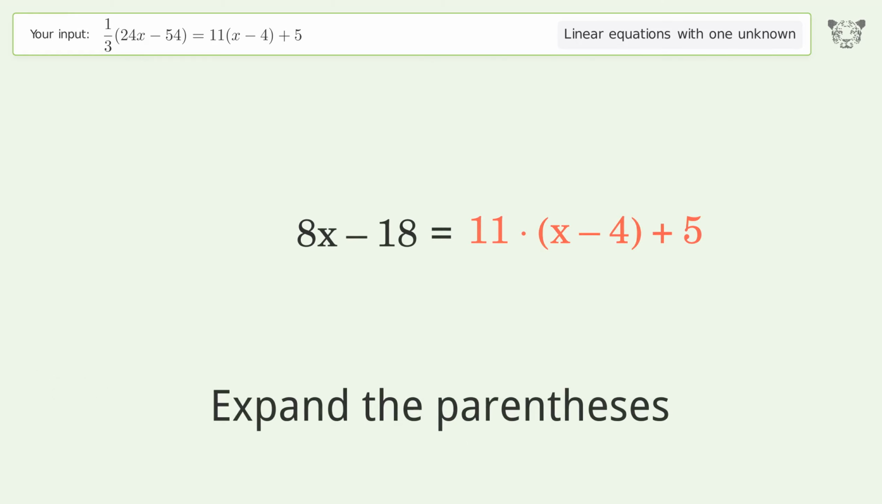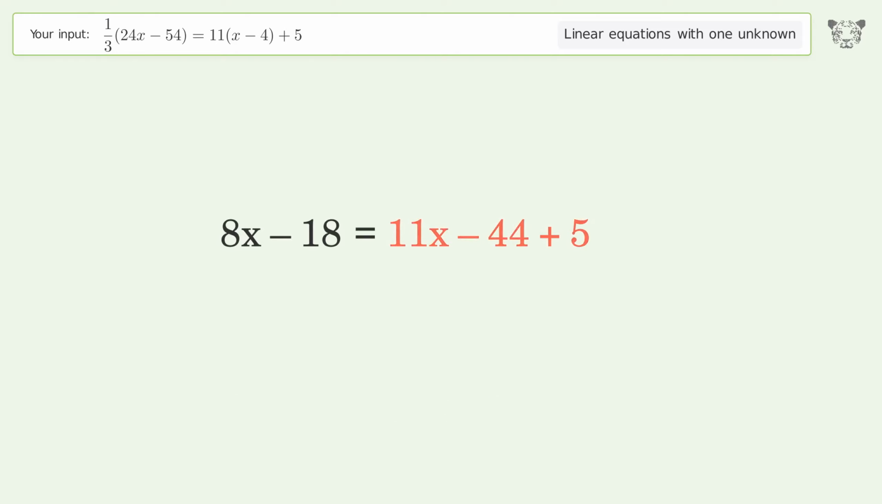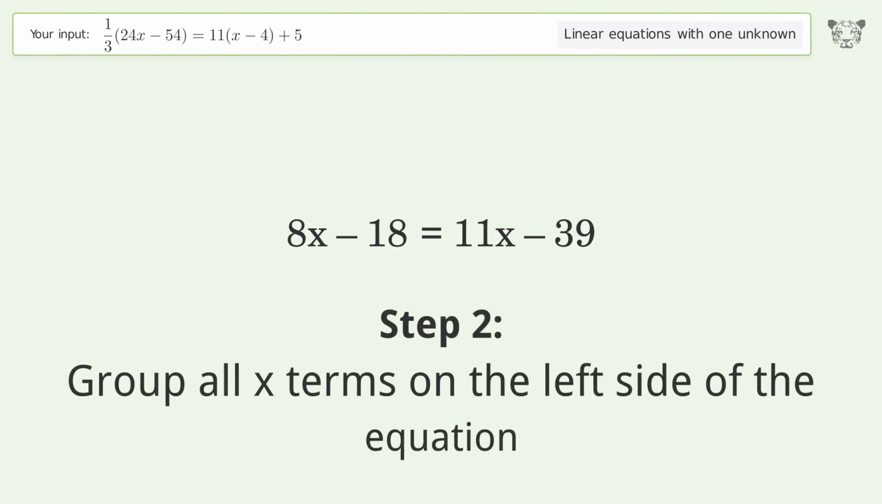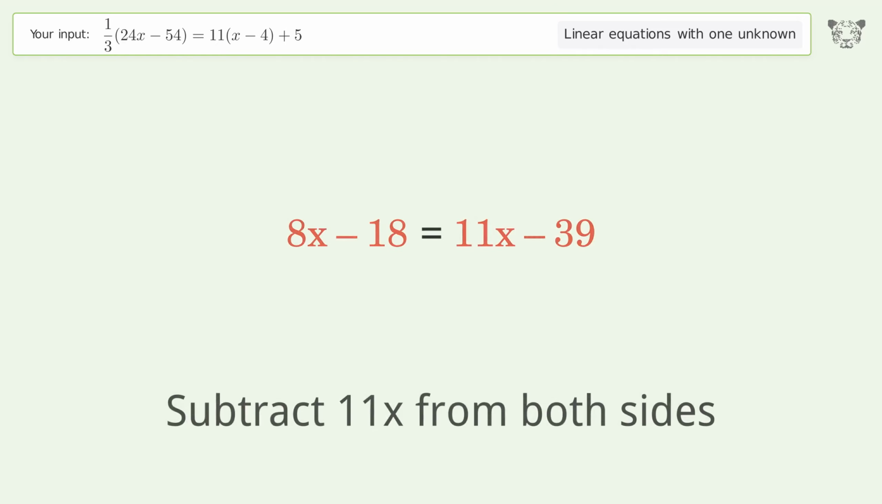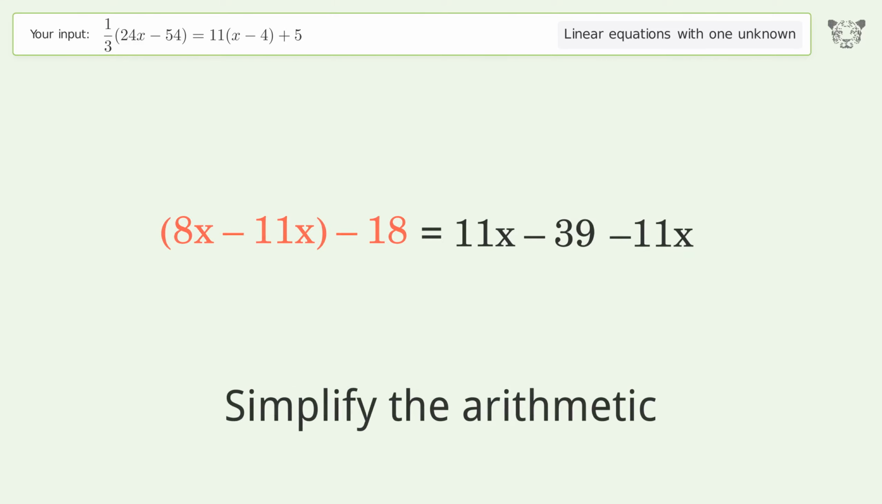Expand the parentheses. Simplify the arithmetic. Group all x terms on the left side of the equation. Subtract 11x from both sides. Group like terms. Simplify the arithmetic.